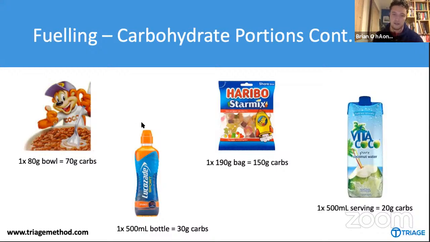That's kind of the point of this slide. This 200-gram bag of jellies is 150 grams of carbs. It's not a very big amount of food, but it is a huge amount of carbohydrates. And I have an 80-gram bowl here because the serving size in the box is 30 grams, but that's the little variety pack box. Nobody's eating that much in a meal, so 80 grams is more realistic for a bowl of cereal. Bottle of Lucozade Sport, 30 grams of carbs, 500 mils of coconut water is about 20. Okay.